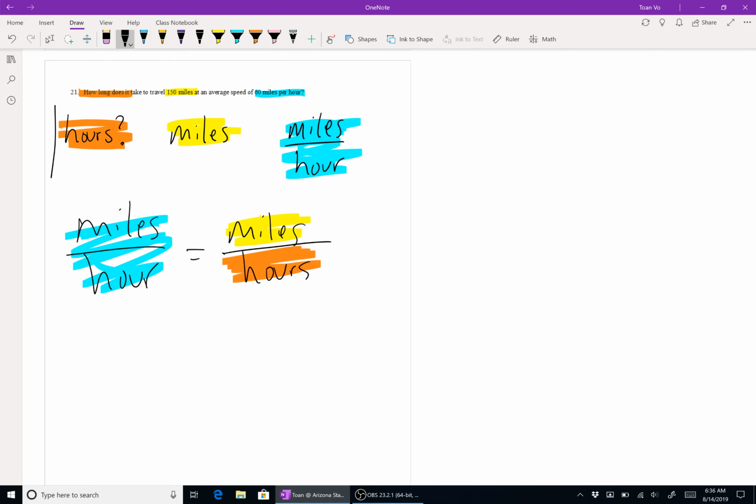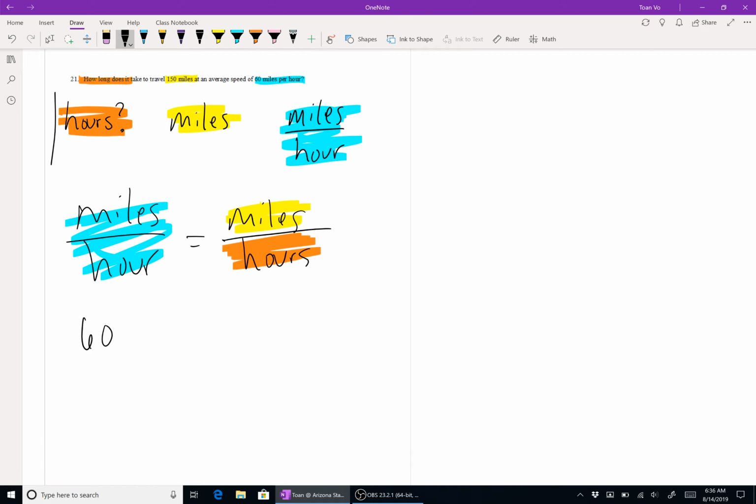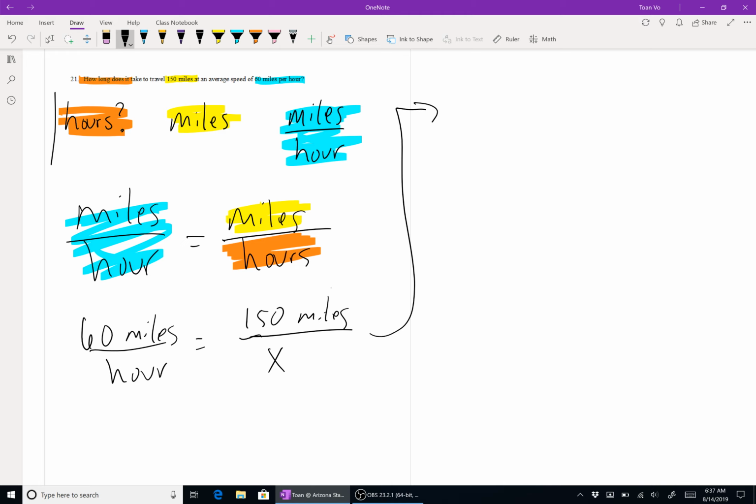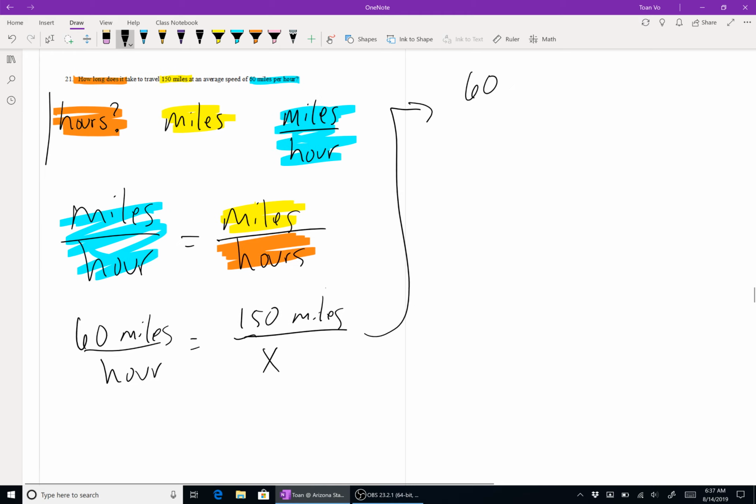And then all you got to do is fill in the information they gave us. Well, they gave us the blue, which was 60 miles per hour. They gave us the yellow, which was 150 miles. They did not give us the orange. That's actually the question, so we'll call that X. So all you got to do is solve for X. Let's move this over here. I'm just going to rewrite it without the units.